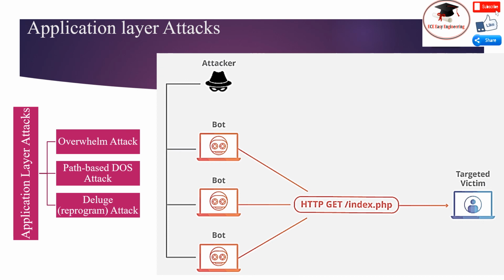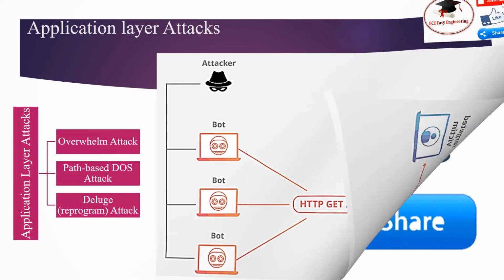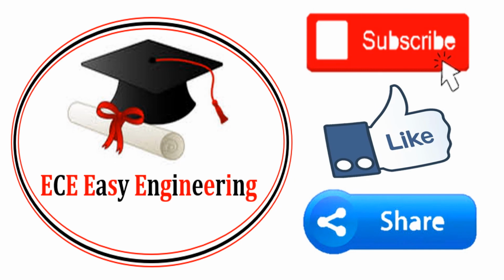Reprogram attack. A network programming system lets you remotely program nodes in a deployed network. If the reprogramming process is insecure, an intruder can hijack this process and take control of a large portion of the network. An authentication stream can be used to secure the reprogramming process. So these are the various attacks.